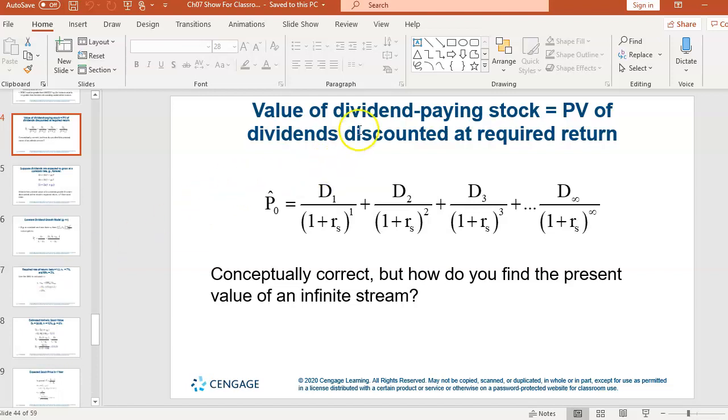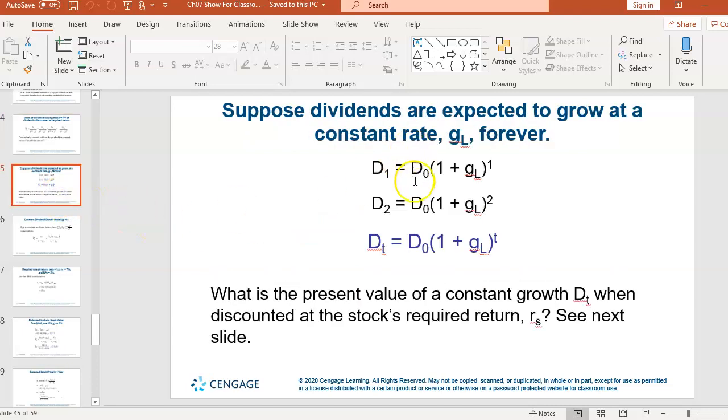Now let's go ahead and look at a company that pays dividends. And the key with this one is that, just like we used free cash flows before, now we use dividends as a proxy for free cash flows, and we use R sub S as the proxy for the WACC. R sub S is the required return on the value of a particular stock. So it works the same way.